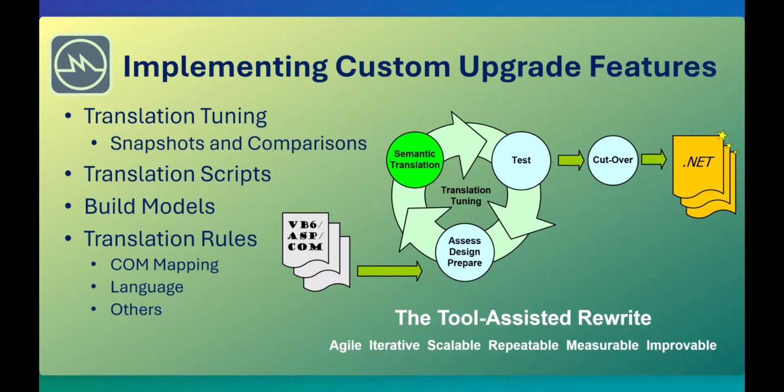So we're going to be walking through the process of implementing custom upgrade features. That's also referred to as translation tuning. And we're going to see some techniques like taking snapshots of the upgrade solution, rules and results, and comparing the impact of adding various rules. We're going to understand the concept of translation scripts, build models, and translation rules that are used for mapping COM APIs to .NET, directing the migration of VB6 language features to .NET, and others.